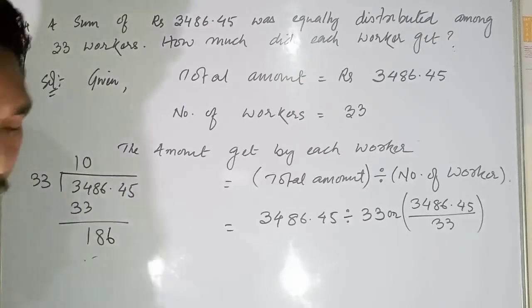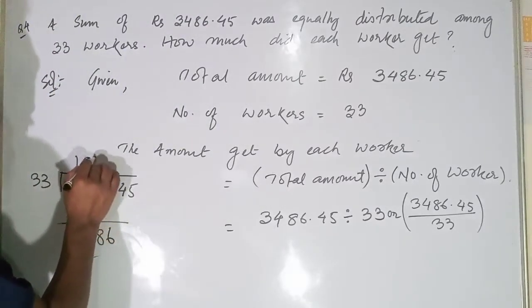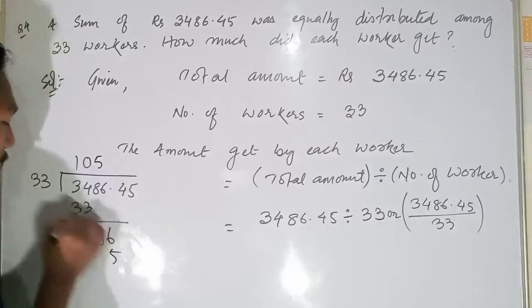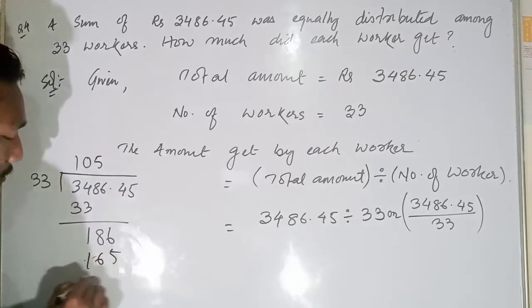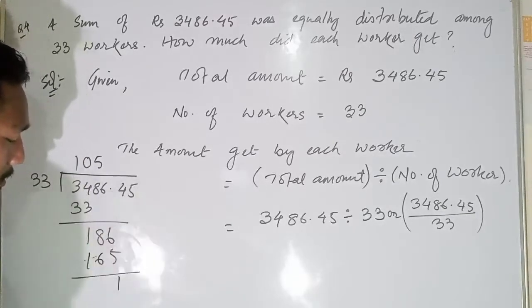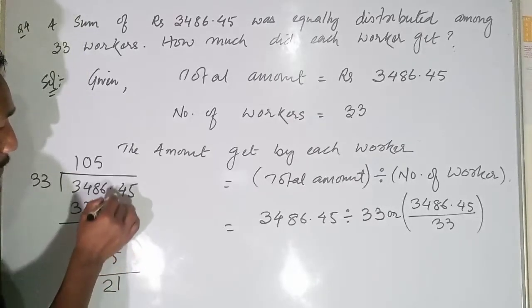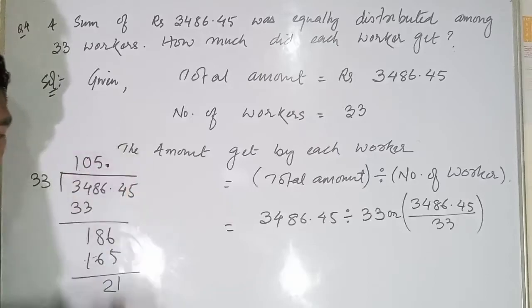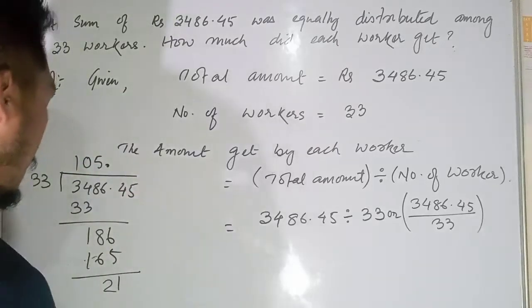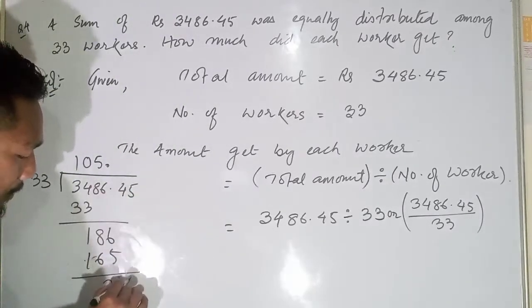Okay, 5 3s are 15, 5 3s are 15, 1 and then 5 3s are 15, 16, 165. Subtract it, 1. Okay, so 8 minus 6 is 2. So again I have to bring down the 4. In order to bring down the 4, I have to put the point here. So 4 I have to bring down.